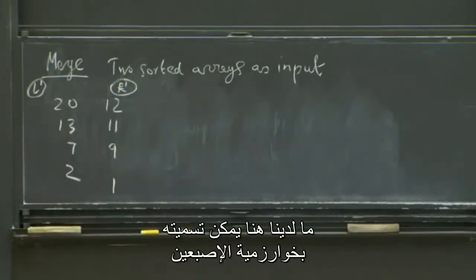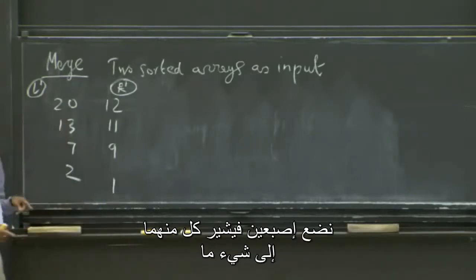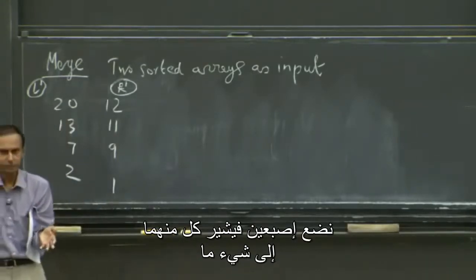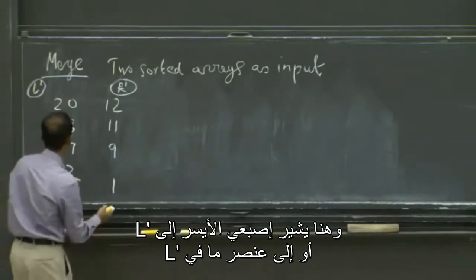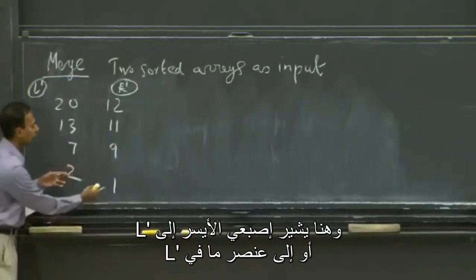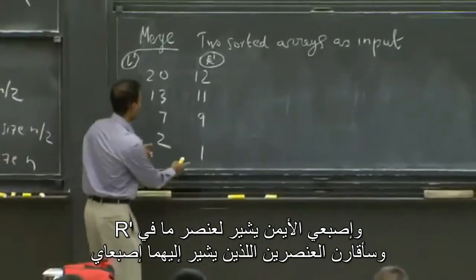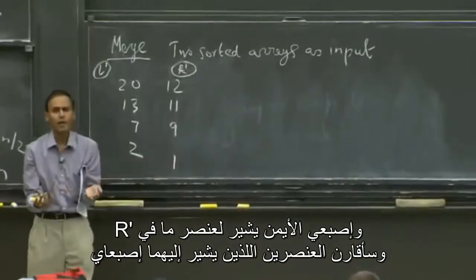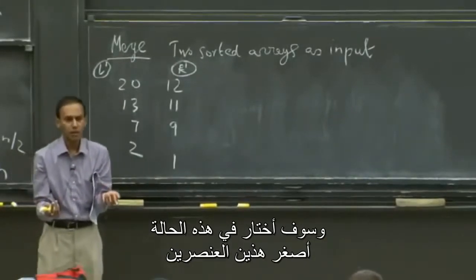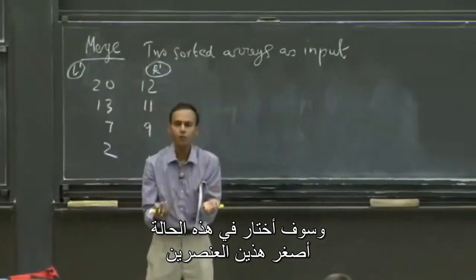What you have is what we call a two-finger algorithm. And so you've got 2 fingers, and each of them points to something. In this case, my left finger is pointing to L prime, or some element in L prime. My right finger is pointing to some element in R prime. And I'm going to compare the 2 elements that my fingers are pointing to. And I'm going to choose, in this case, the smaller of those elements.